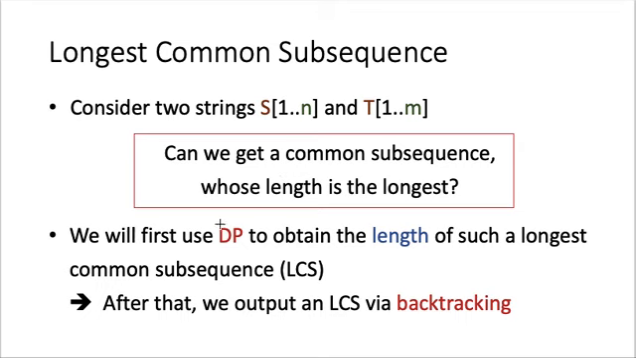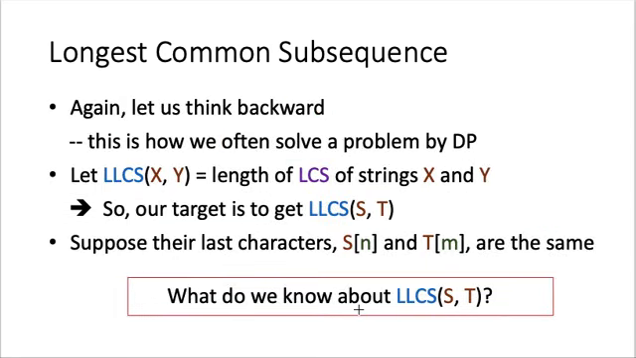Okay, so we want to find out what is the length of such a longest common subsequence and an example of such a longest common subsequence. And our strategy is to use dynamic programming to find the length. And after that, as mentioned, we will use the backtracking idea to output a certain longest common subsequence. Again, this is a problem that we hope to solve by DP. So let us try to think backward.